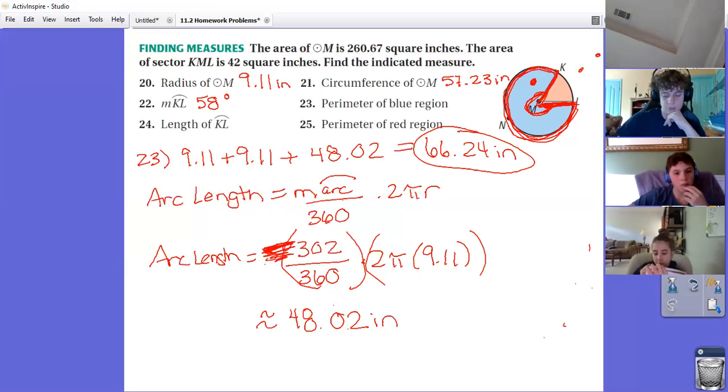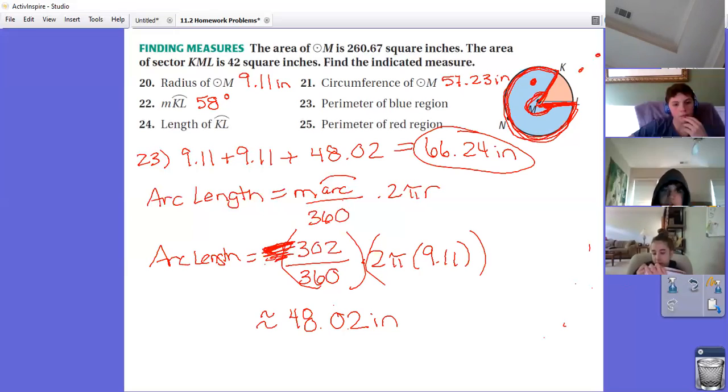Okay. And then 35 and 40. Go ahead. How do you find 22 before doing 23?